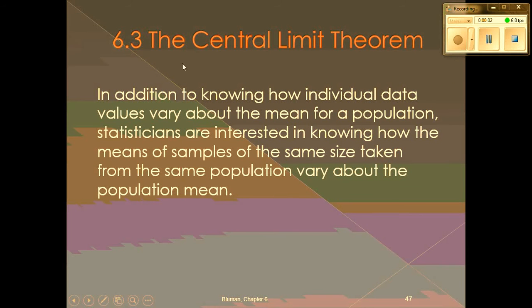So this section deals with the central limit theorem. And the central limit theorem deals with basically the averages of samples. So what we were looking at before, like with the normal distribution, a bell-shaped curve, all the data that we were looking at was the entire population. So we were acting like we've asked everybody.